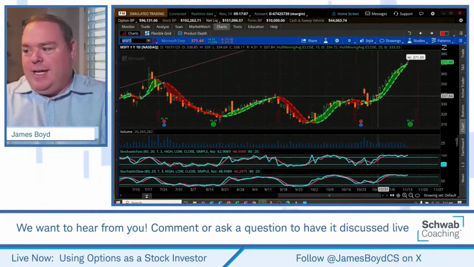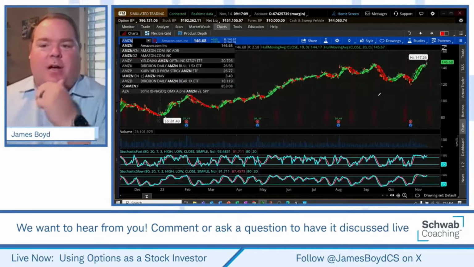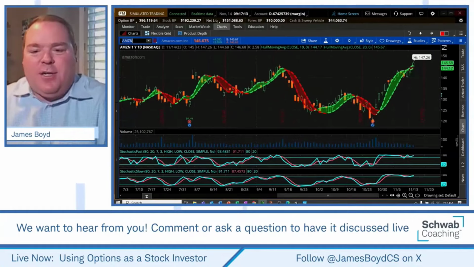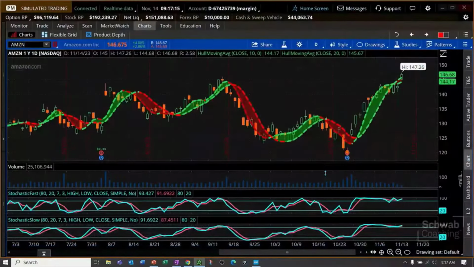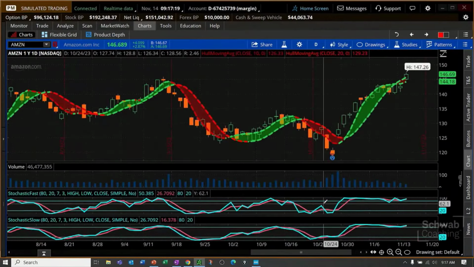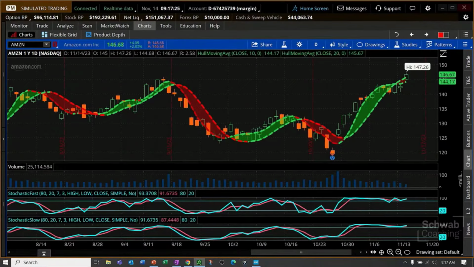Now, the other one I'm seeing there is Amazon. Is Amazon something that is bouncing off support and/or breaking out of resistance? Is there any potential price pattern on this chart? Well, you kind of see a big cup here, okay? So if I were to draw this back down, you see where it went flat, and then it went up, not much of a pullback, okay?